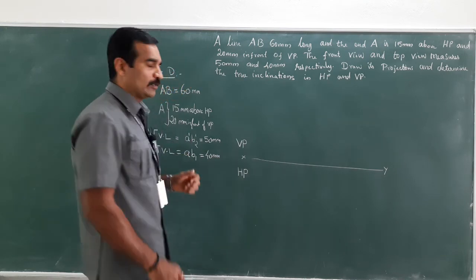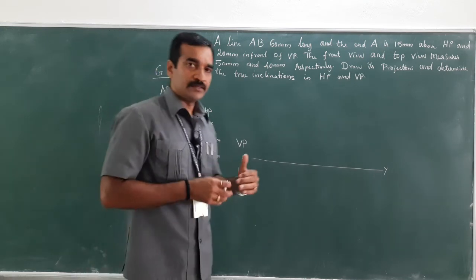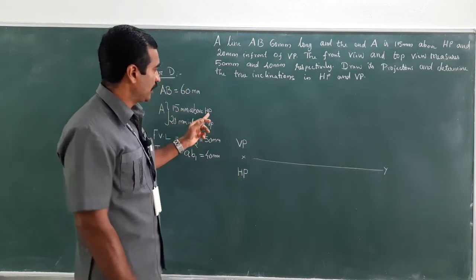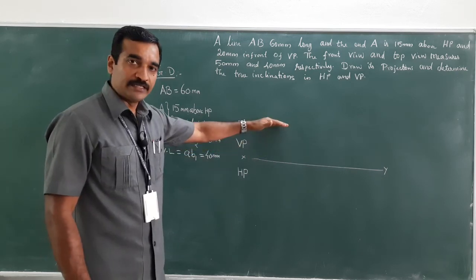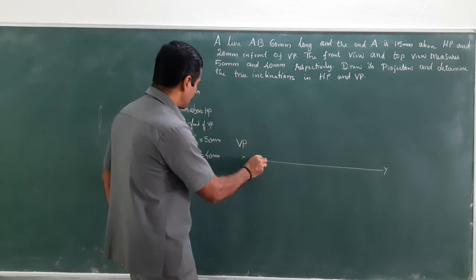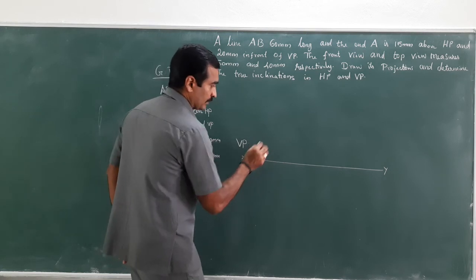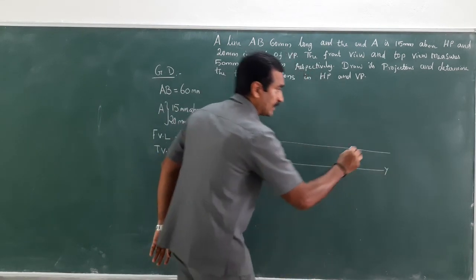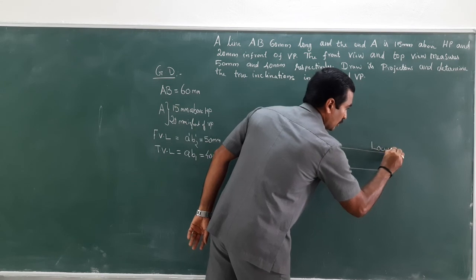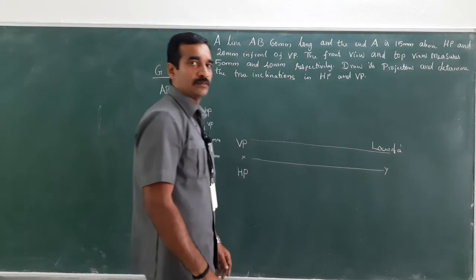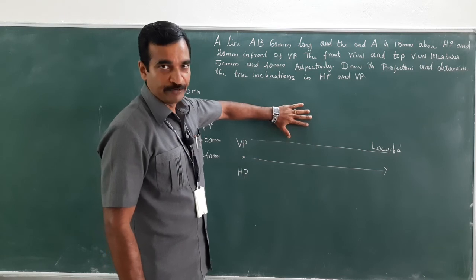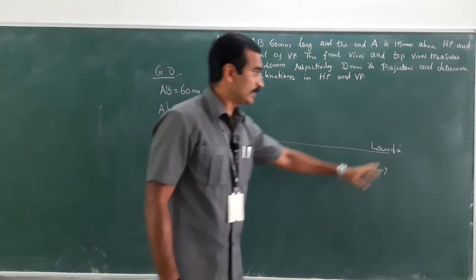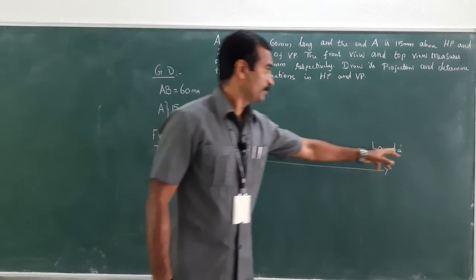Now, first you have to draw the locus from the given data. Here, 15 mm above HP means it will come in the VP portion. So from the reference line, take 15 mm and draw a parallel line to XY. This is the locus of A dash because it is the front view. Whatever image is captured in the VP is the front view. The notation should always carry a dash.